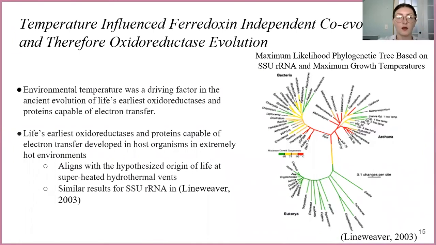We also know that an ancient ferredoxin likely evolved near the origins of life and has diversified into all iron-containing proteins, including 50% of all metal-containing oxidoreductases. Therefore, this investigation also suggests that environmental temperature was a driving factor in the ancient evolution of life's really earliest oxidoreductases and proteins that were capable of electron transfer. As thermophile and hyperthermophile sequences appear to be deeply branching, the study also supports that life's earliest oxidoreductases developed in host organisms with extremely hot environments.